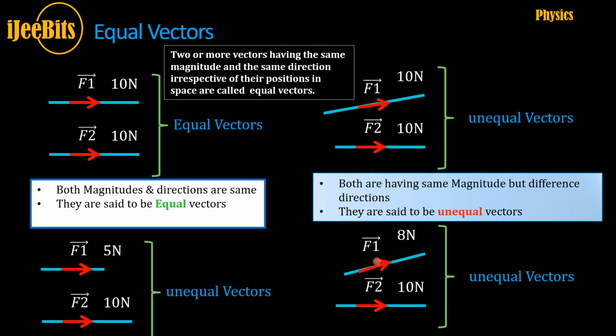I have two vectors with different magnitude and different direction. Obviously this is not an equal vector, so it is an unequal vector. So we have to distinguish both equal vectors and unequal vectors. Look at this case: the direction is the same, but the magnitude is different. The 5 Newton and 10 Newtons are two different lengths of the vectors, but the directions remain the same. In this case also, we can call these unequal vectors. So do you get it? Equal versus unequal vectors. Very good.